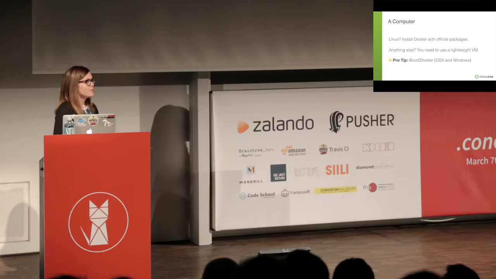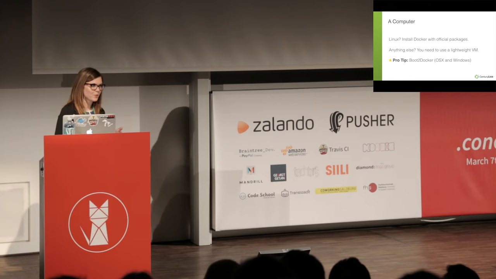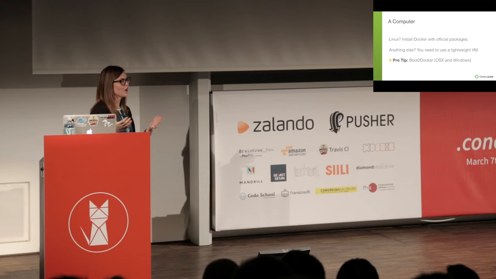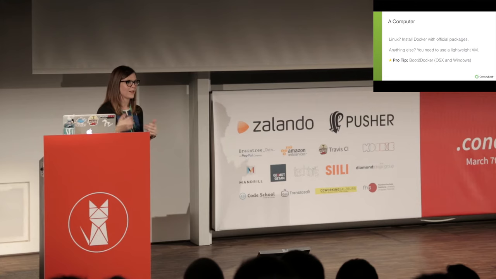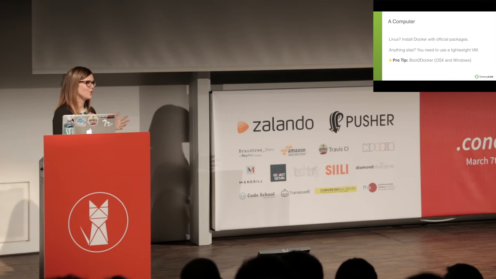All right, so a computer. You need a computer to put code on. Of course, this is something that we all know. If you're using Linux already, super great. You can just install the official packages. You really don't have to do anything. Docker was first developed with Linux containers, LXC. Docker runs super natively on Linux. It's home and it feels nice and warm and fuzzy in a Linux environment. So you can just download official packages and it's not a big problem at all.